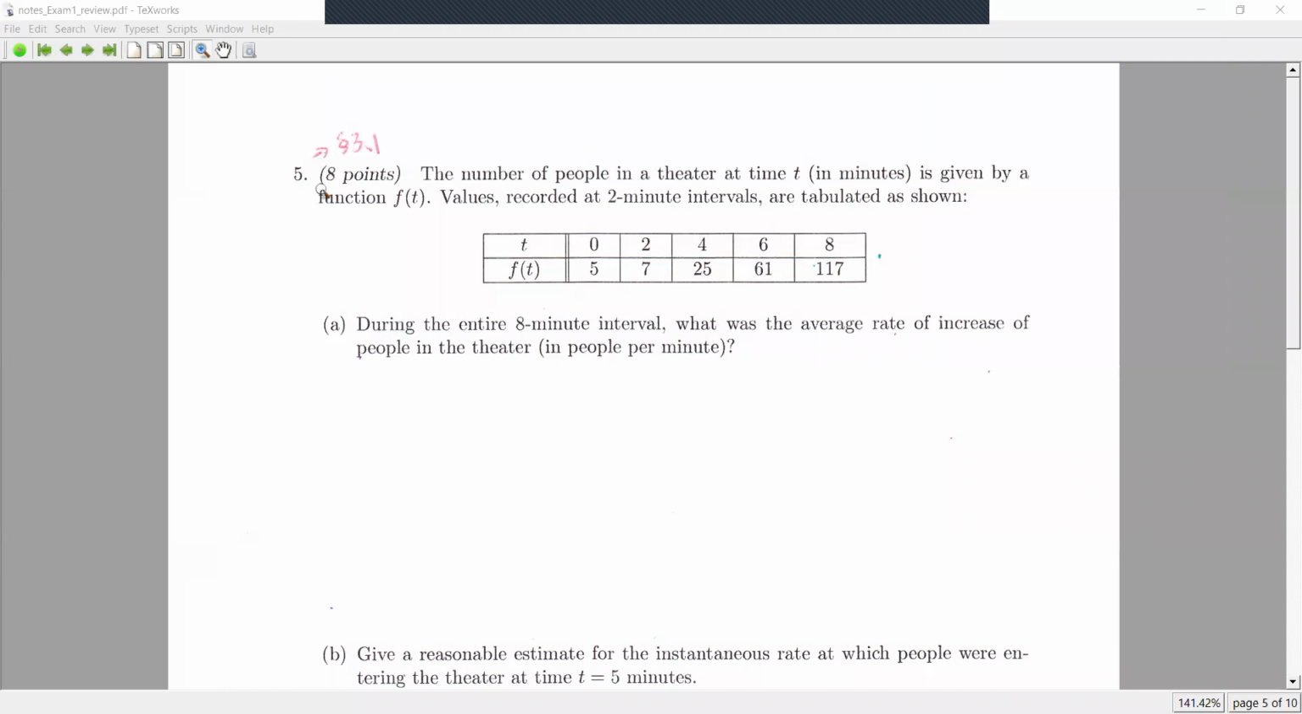Problem number 5 belongs to section 3.1. So I skip this problem.